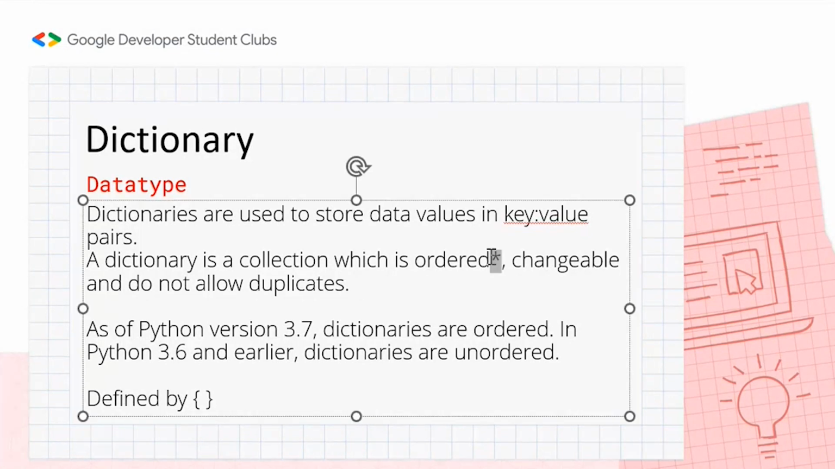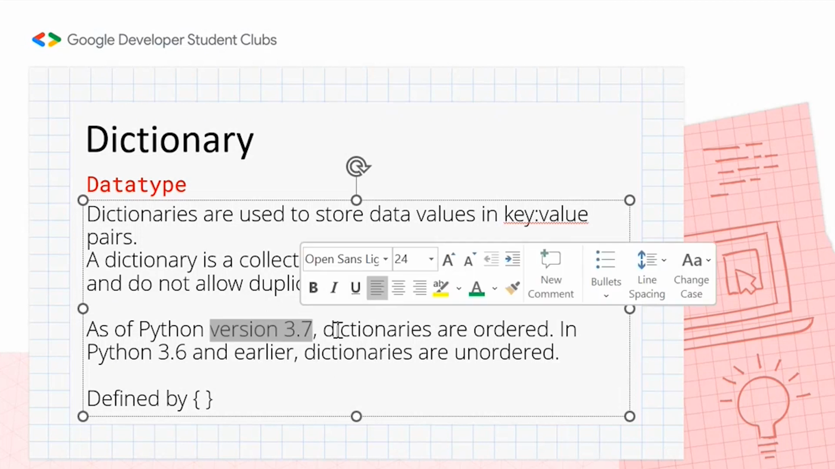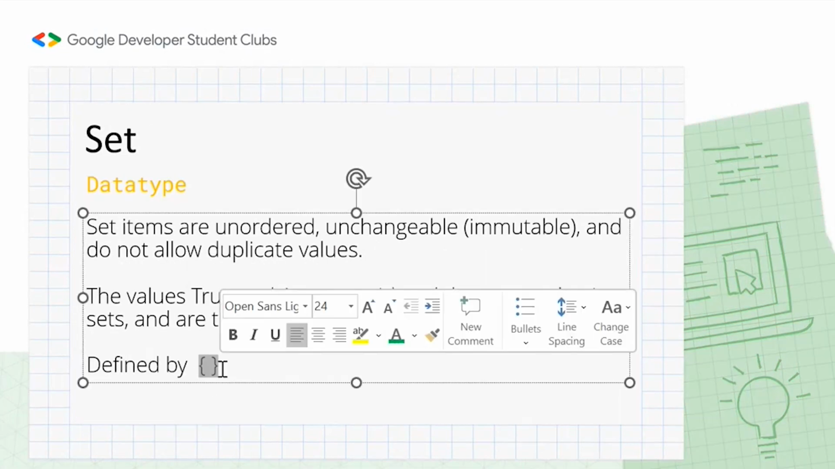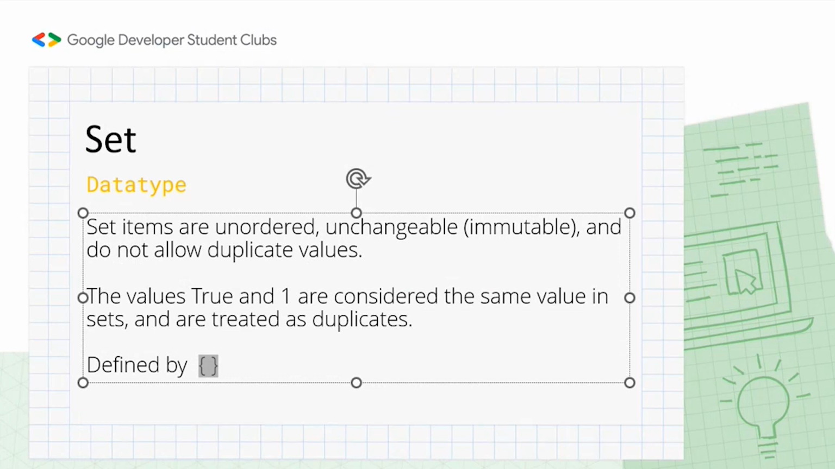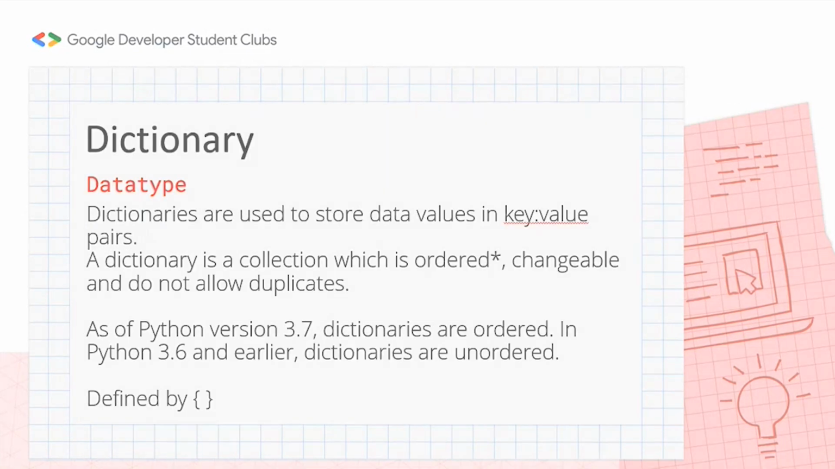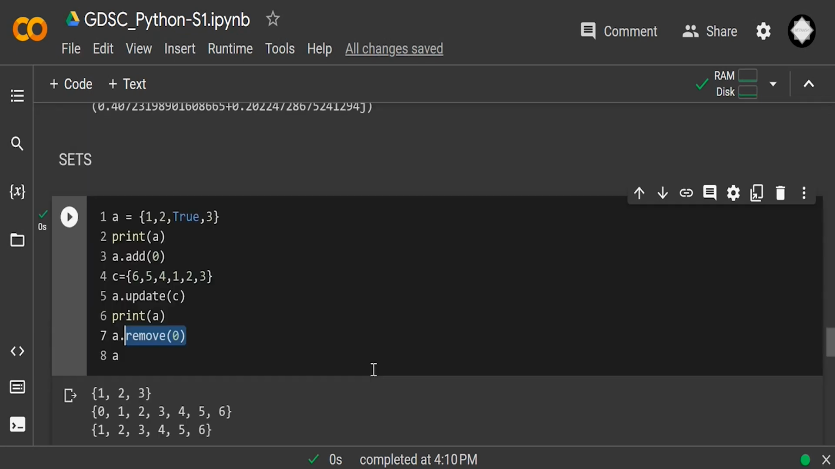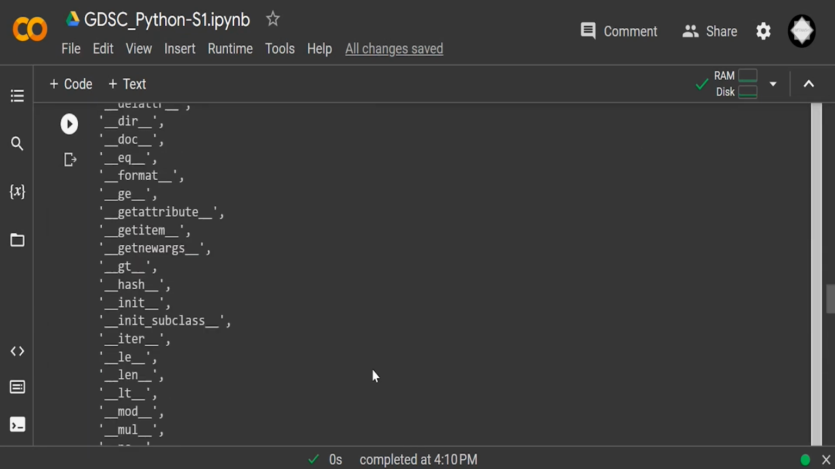And why I have put this asterisk on ordered is, as of Python version 3.7, dictionaries are ordered. In Python 3.6 and earlier, dictionaries are unordered. So this is a pretty new update, which has made dictionaries ordered. Sets, as you saw, are defined by curly braces, right? So dictionaries too are defined by curly braces, but they have a different way of showing which is the key and which one is the value corresponding to it.